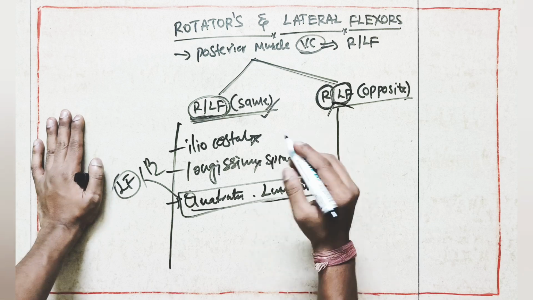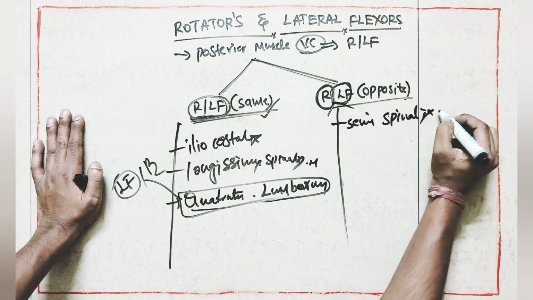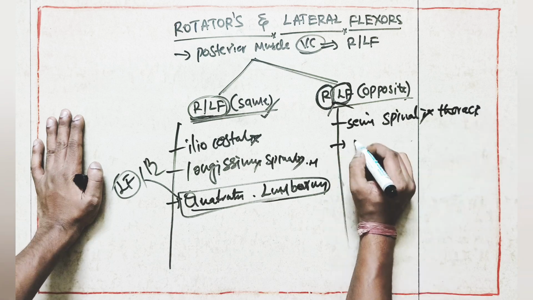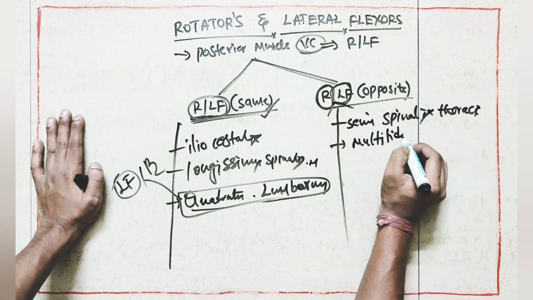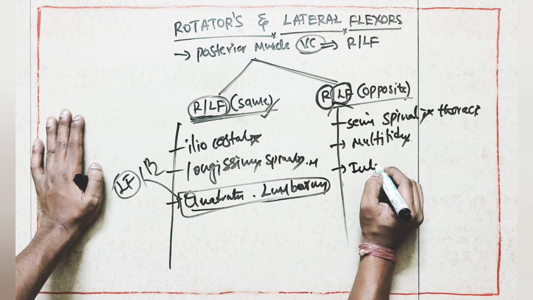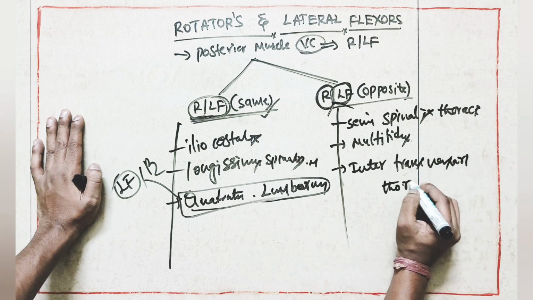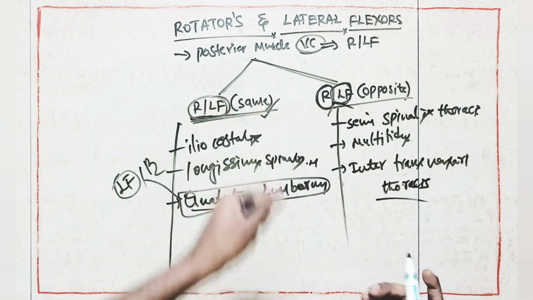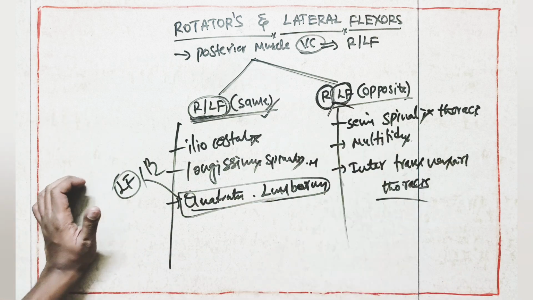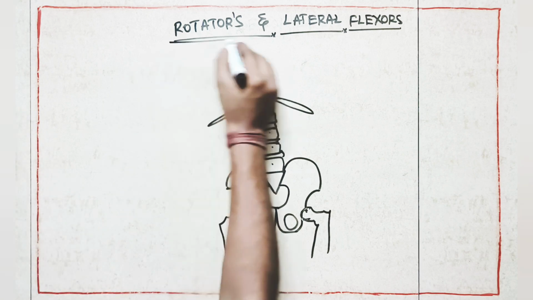So those muscles are the semispinalis thoracis, and multifidus is a very important muscle. And one more muscle is there, intertransversarii. So these are the three main muscles which are going to produce the rotation and lateral flexion on the opposite side. This is a very nice point about rotators and lateral flexors.